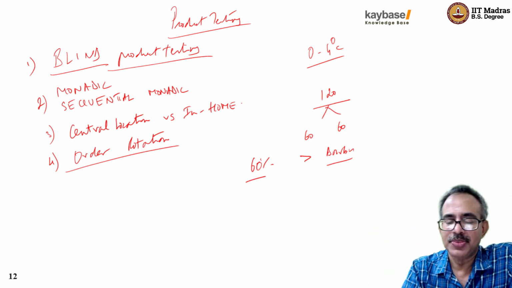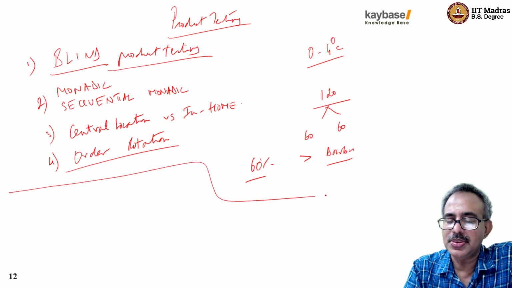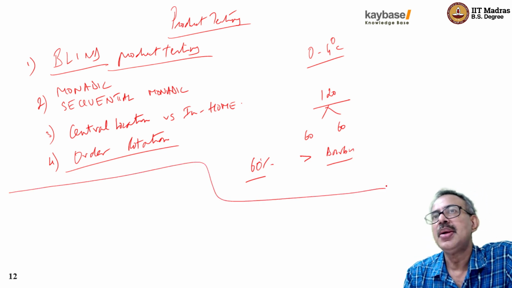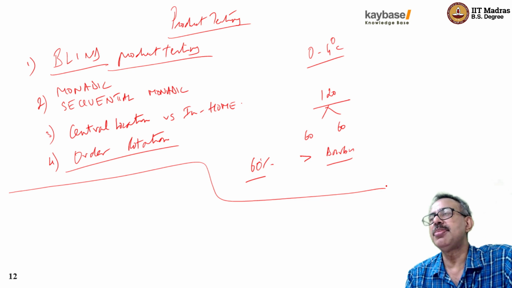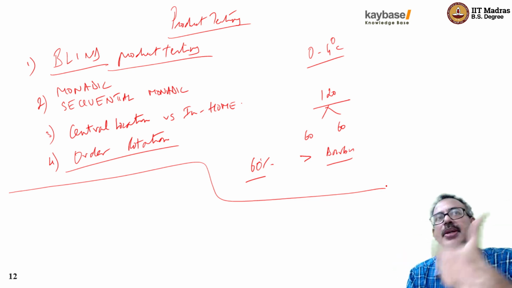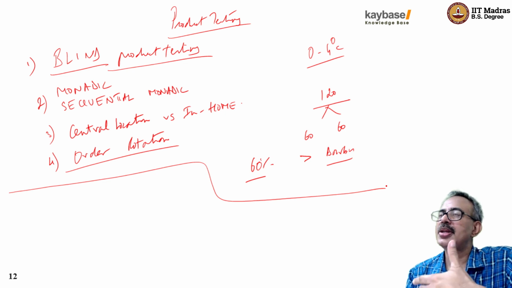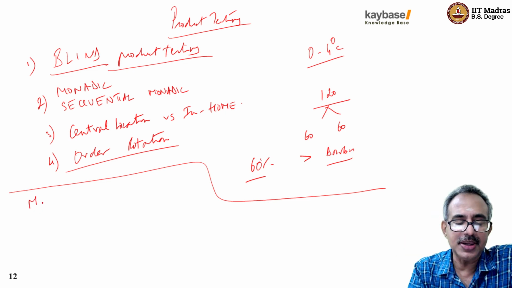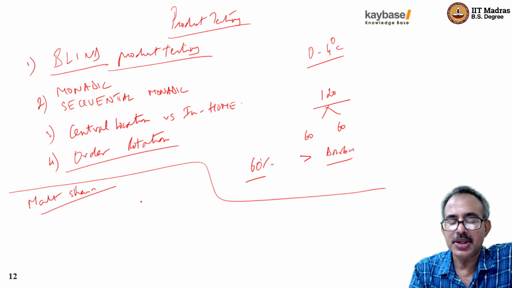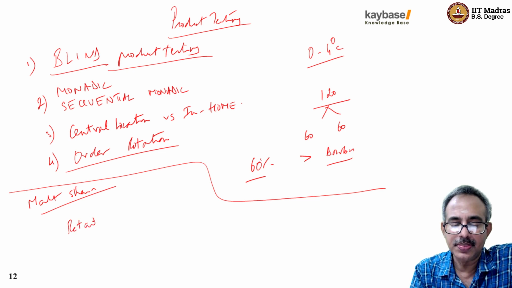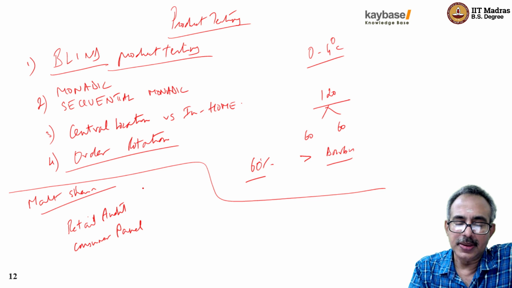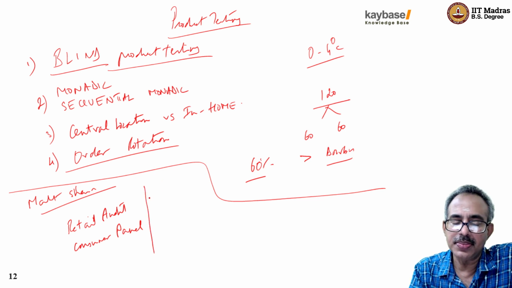Clear? Okay, fine. So let's move on to a couple of other important things that we should know. India has some large syndicated studies. Syndicated study means the research company will do the study and every client who is interested can buy the report. So there are some very large syndicated studies which give you the market share of different brands. Okay, so there's something called retail audit. There's something called consumer panel. There is something called the TV audience panel.